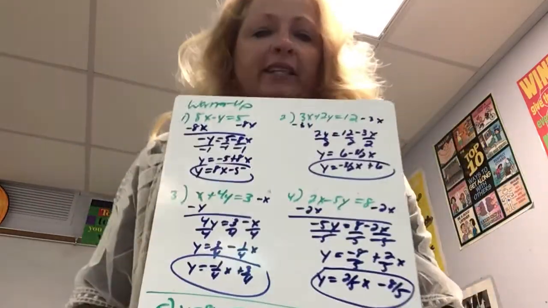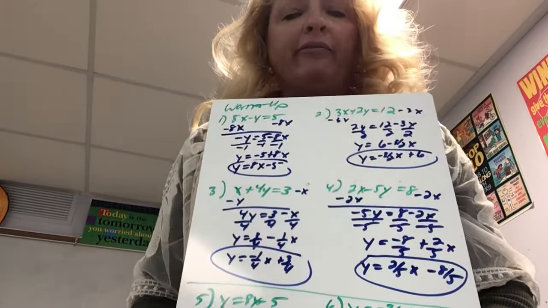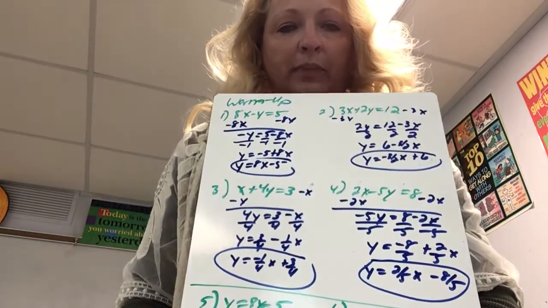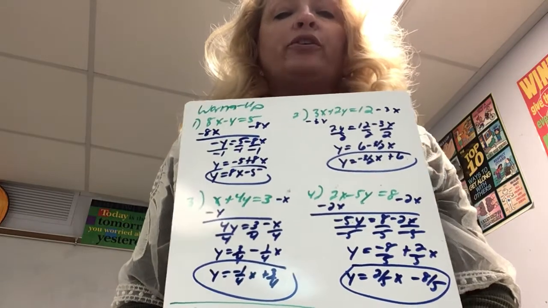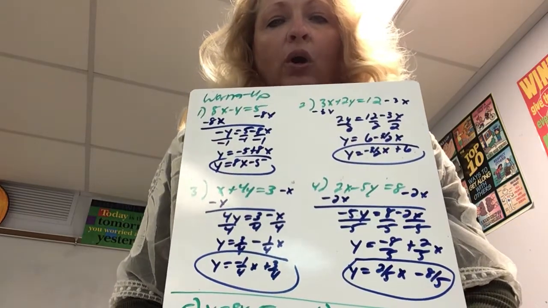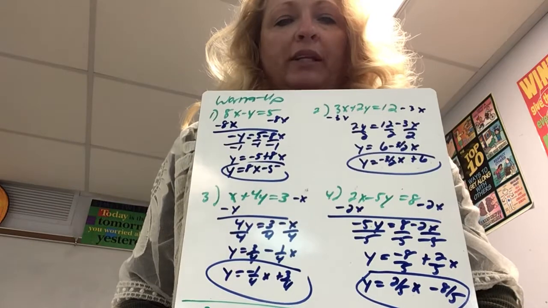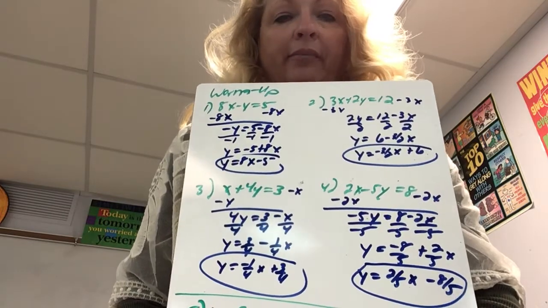Hi, so we are going to continue today graphing using y equals mx plus b. So, graphing linear equations by using slope-intercept form. If we're using y equals mx plus b, we have to get y on a side by itself.